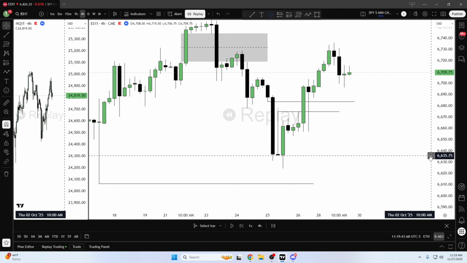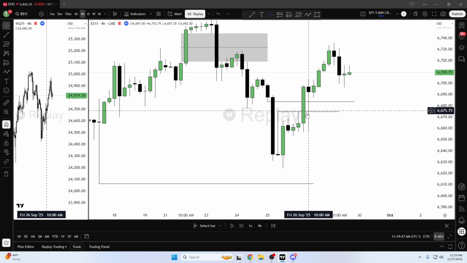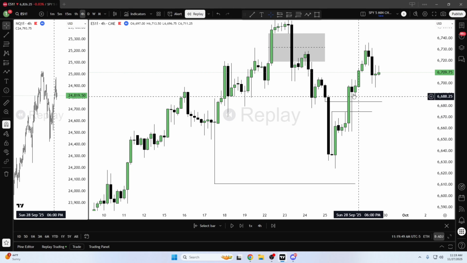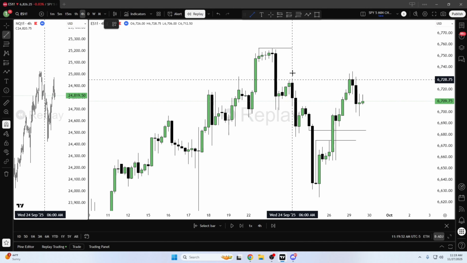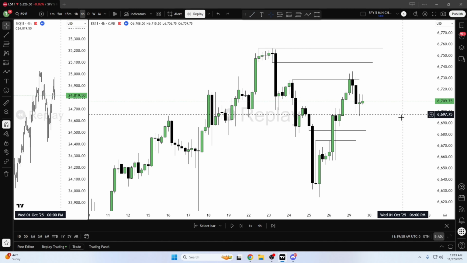Which also shows us some kind of continuation signature off of this structure here, and with this inversion, showing that this inversion should hold, right? To then deliver into what? Right? This internal high here, right? Maybe the fair value gap fill, and then maybe even all-time highs again, right?